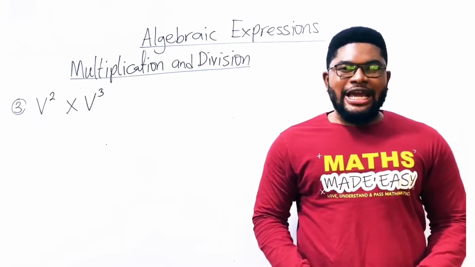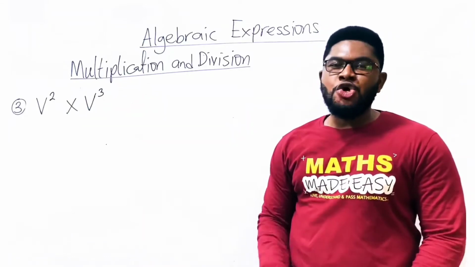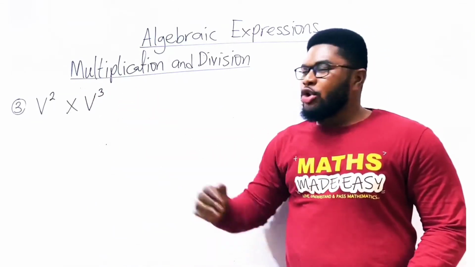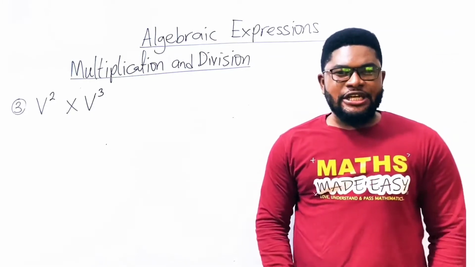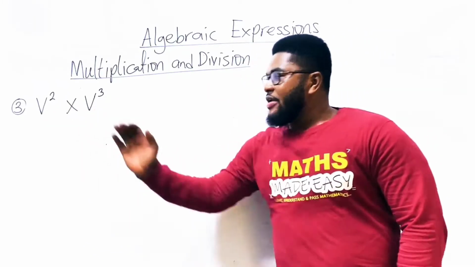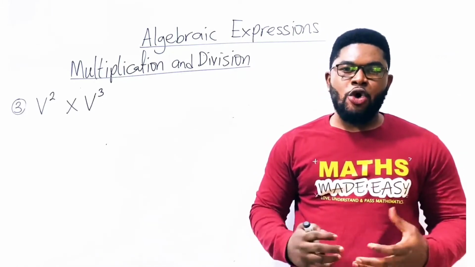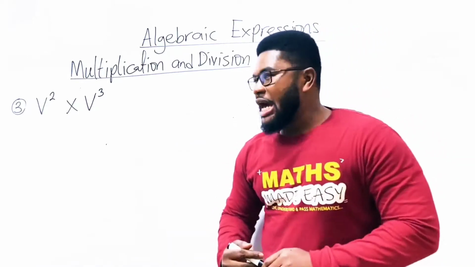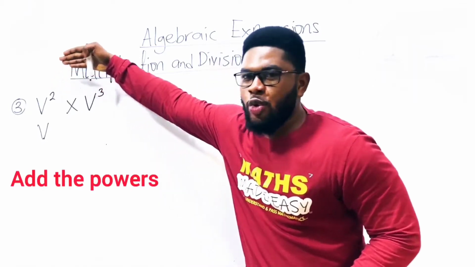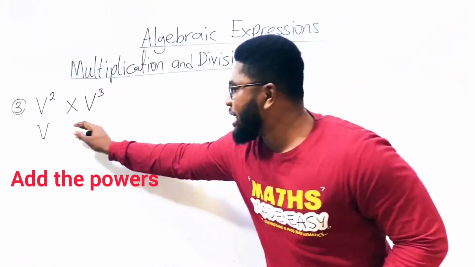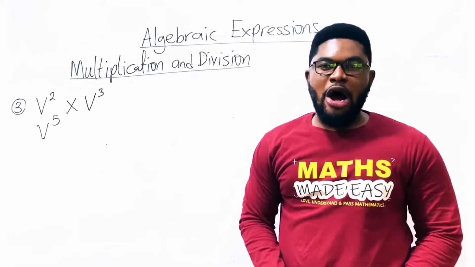Let's take the third example. v squared times v cubed. They are both variables, but different powers. Under multiplication, when the same variables multiply, we add their powers according to the first law of indices. So this will become v, the power 2 will add to the power 3, making it power 5. So the final answer will be v raised to the power 5.